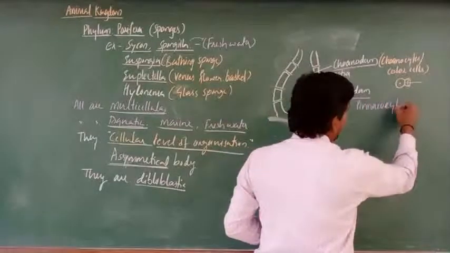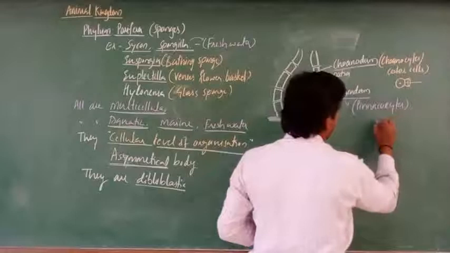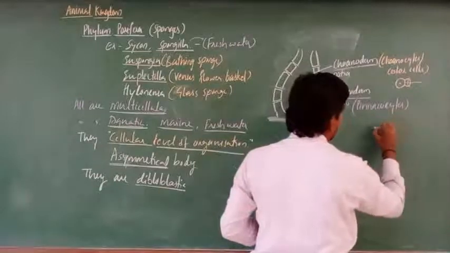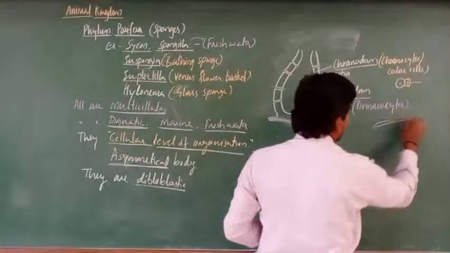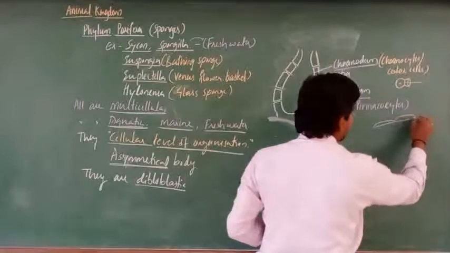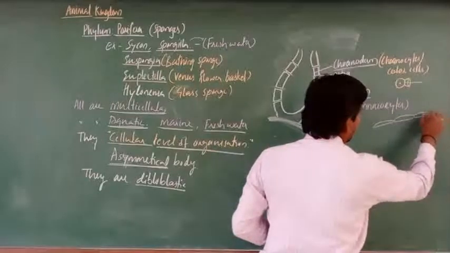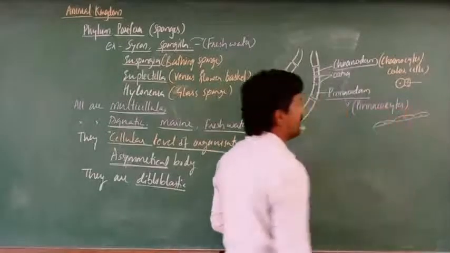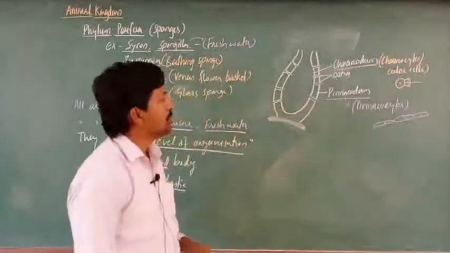Pinacocytes. Pinacocytes are flat cells. For example, like this. The cells are like this. They are flat cells. In this form, cells are there. Okay, only two layers which we observed here.